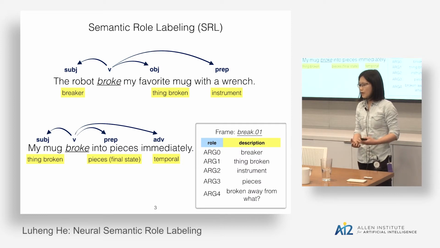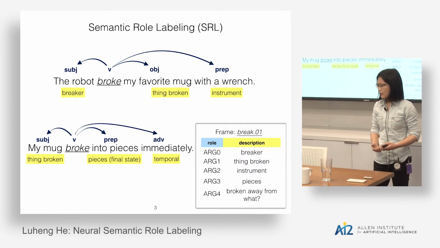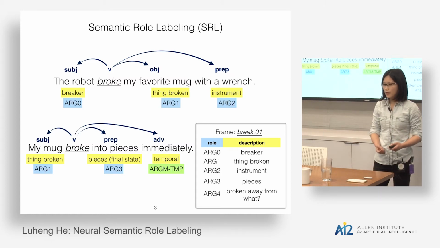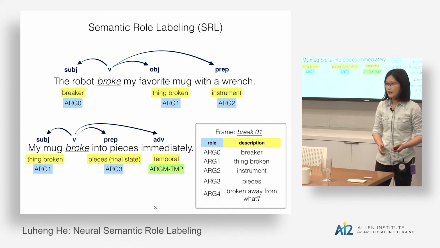Now, if we're given a lookup table of the semantic role labels, which is called a frame file, we can assign the semantic role labels to each of those arguments based on the descriptions. So we can say the robot is arg0, my favorite mug is arg1, the wrench is arg2, and so on and so forth. This is basically what the semantic role labeling task does.